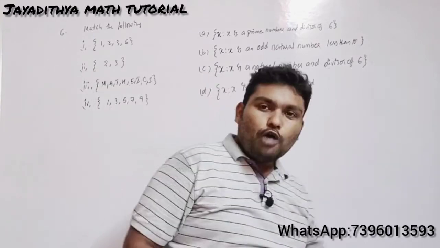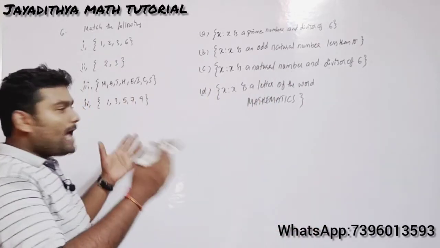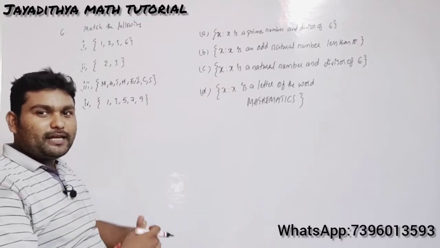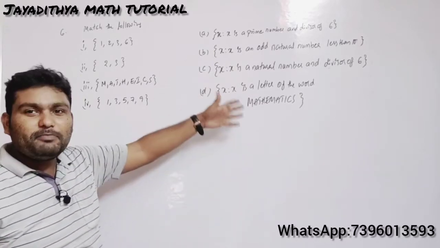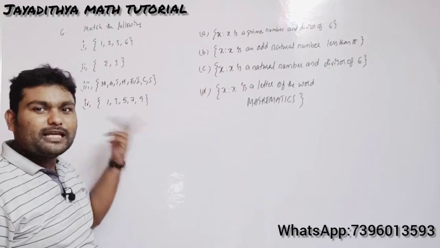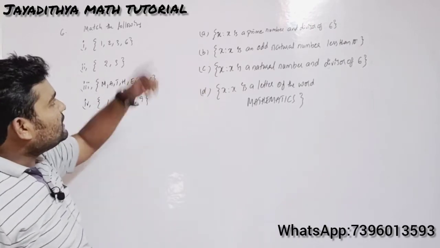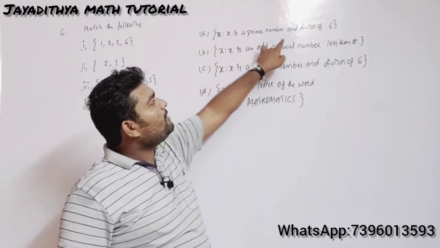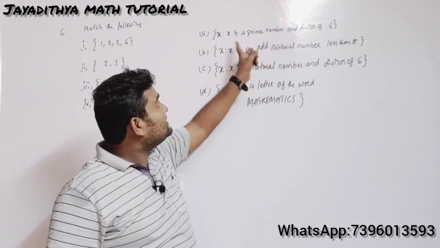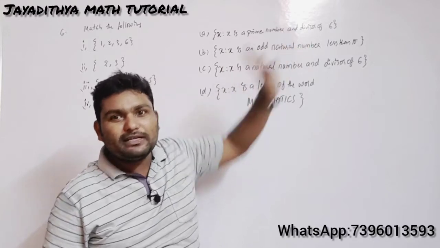That's all. So how to see this? This is very, very simple. And it will be much simpler when we match in reverse order. From set builder form, you can easily find out the roster form. That will be very, very easy for us. So let us try. So first one, x such that x is a prime number and a divisor of 6.